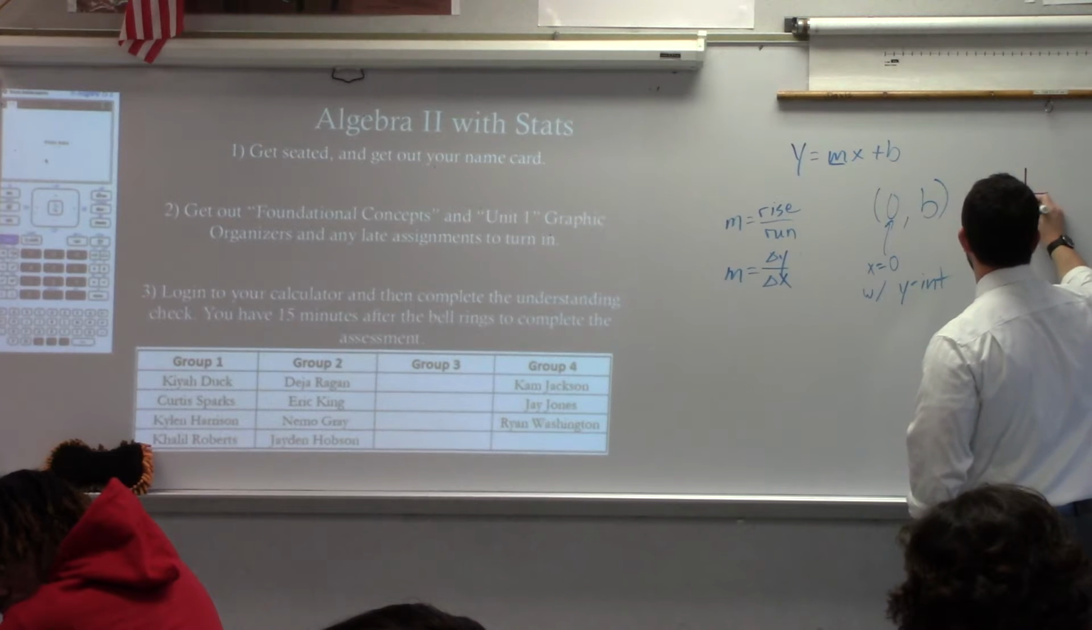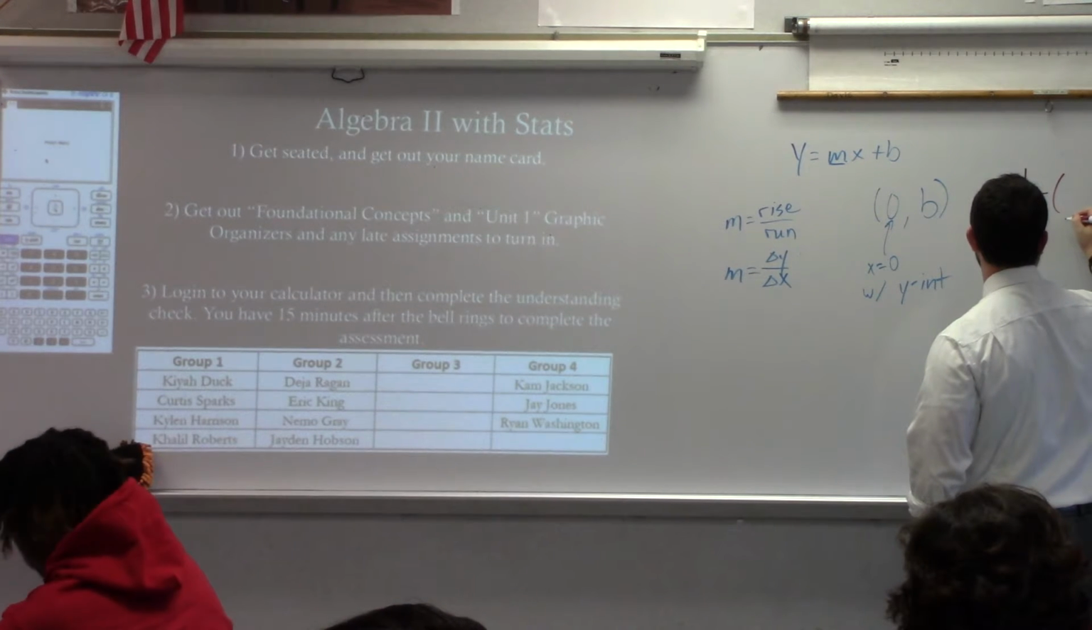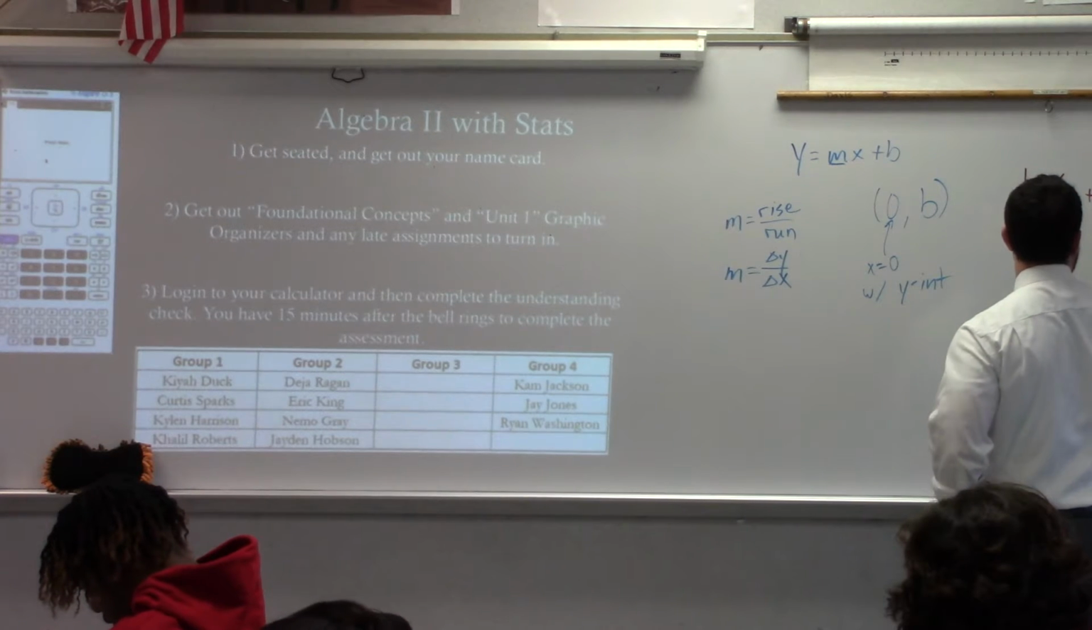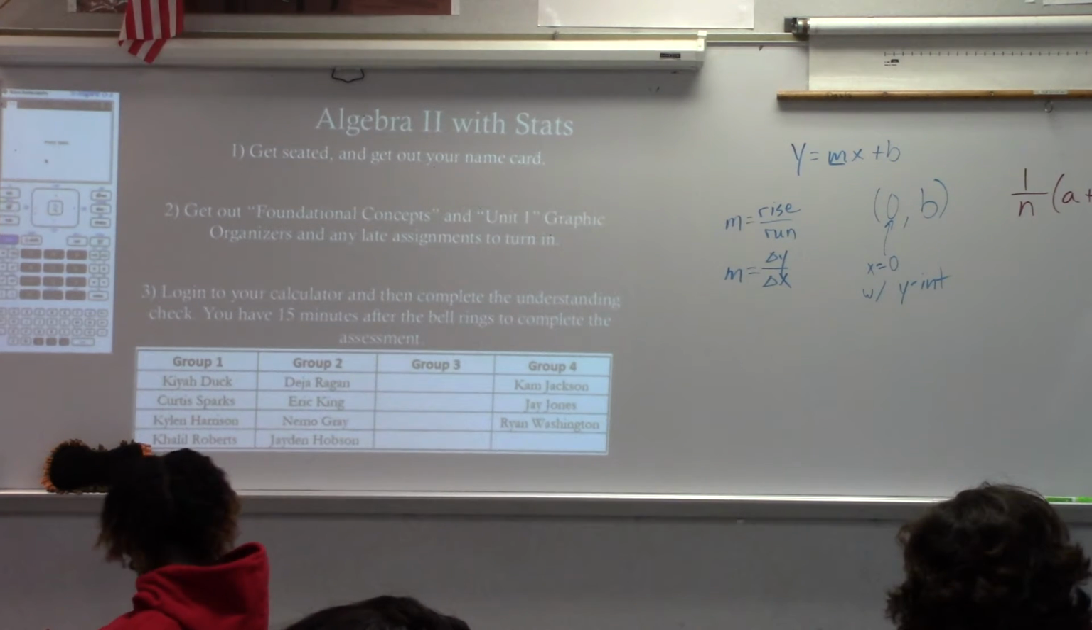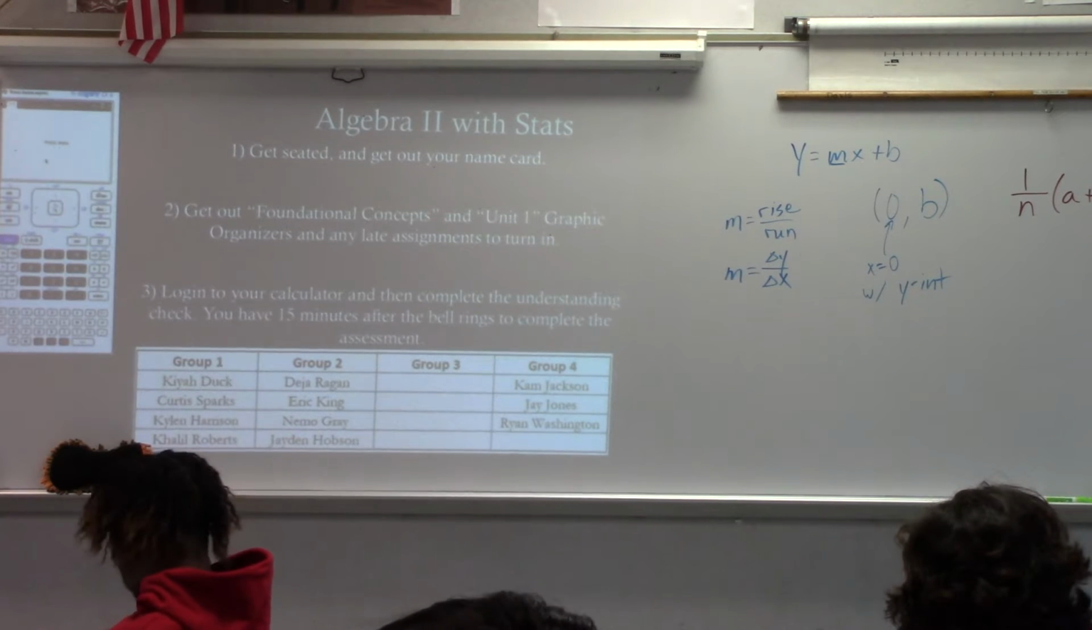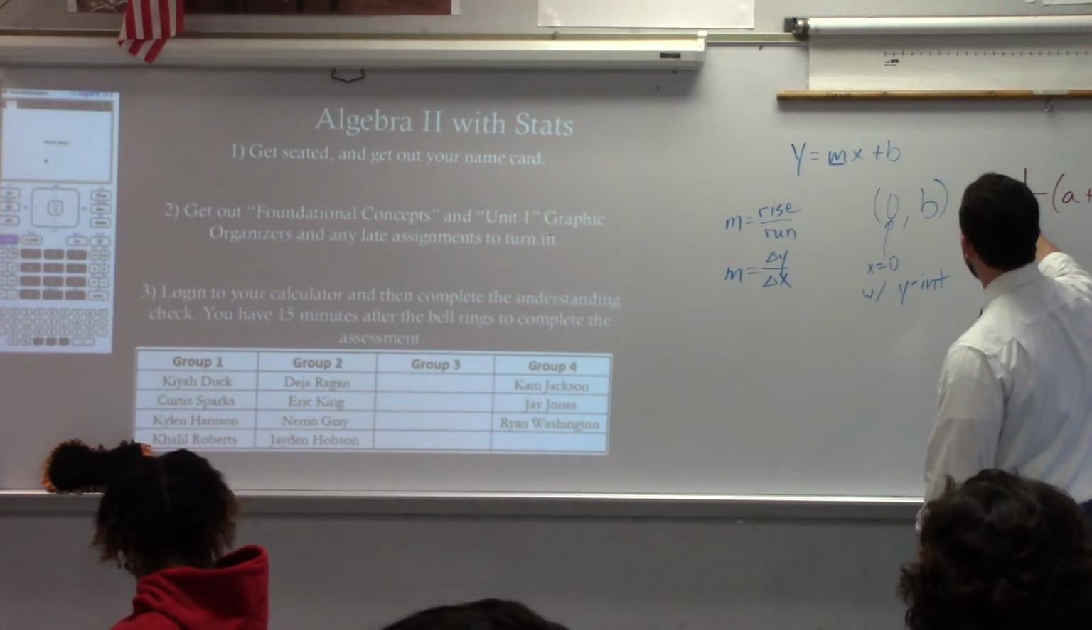I believe it was 1 divided by n times (a plus bx) equals s. Anybody have an idea what's the first thing I should or could do? Distribute. I could distribute, I wouldn't. Divide. Say that one more time. Divide by 1 over n, multiply by the reciprocal.